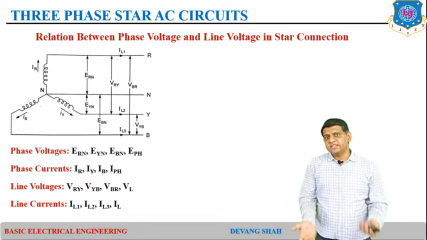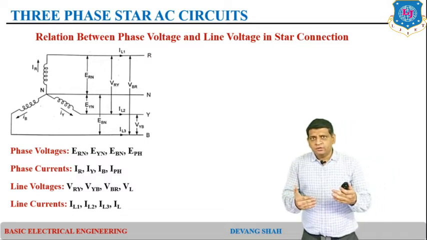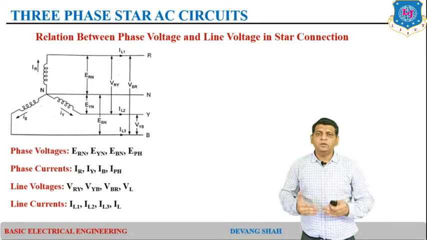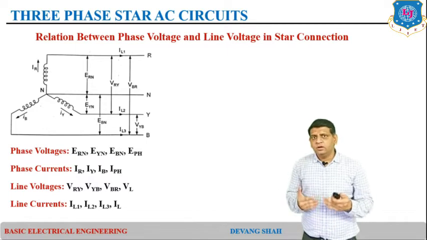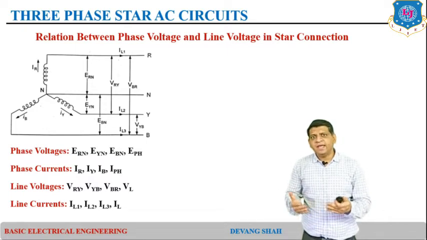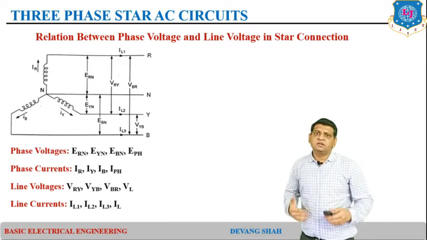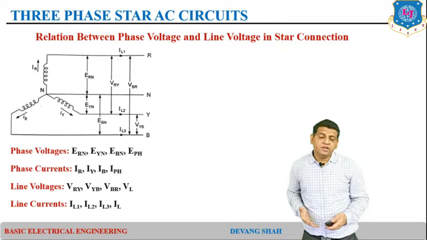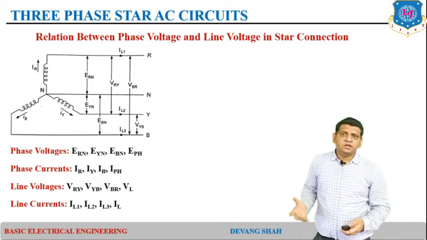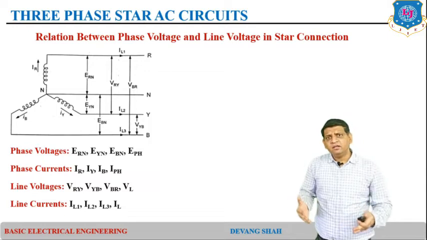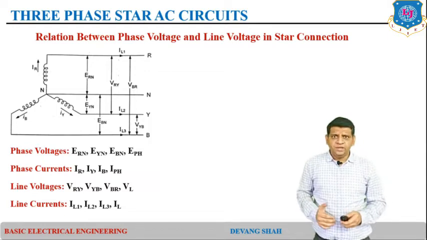So that is represented as ERN. Same way from the yellow phase to the common neutral terminal, it is defined as EYN, same way for EBN, and in general it is referred to as EPH. Same way, if you consider the phase currents, they are nothing but IR, IY, IB and IPH, right.